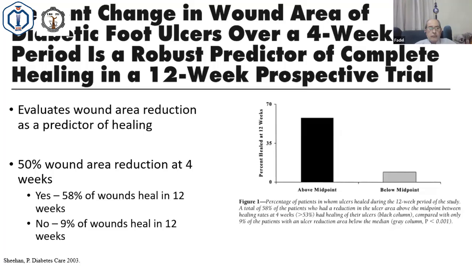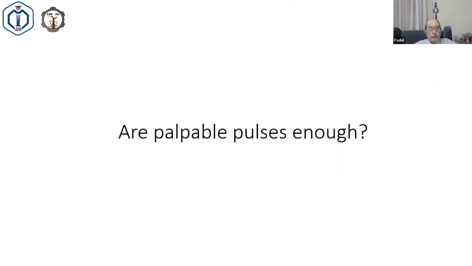So they found that patients who did have a 50% wound area reduction in 4 weeks had a slightly better than a coin flip's chance to heal in 12 weeks, but if you did not reduce your wound size in 4 weeks by half, they only had a 9% chance of healing their wound in 12 weeks. So this is something that I think we all think of or deal with when we're consulting our vascular colleagues.